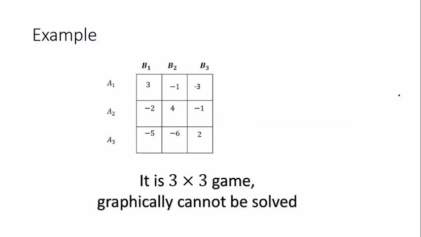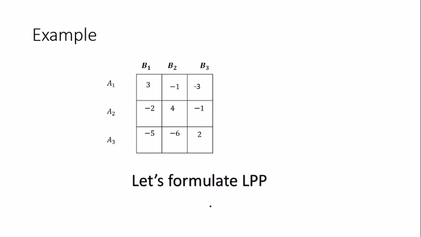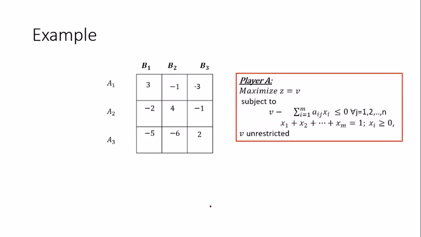And since it is a 3x3 game, we cannot solve it graphically. So the only way we can solve it is using the LPP formulation. So let's begin to formulate the LPP for this game. First I'll formulate for player A, and then we'll formulate for player B. This is the same thing which I just wrote a few slides back, the LPP formulation of player A. So directly you can write it here. This was the structure there, and you know what M and N are now. M and N both equal 3, so M and N will be replaced by 3. So you can see this will be the structure.